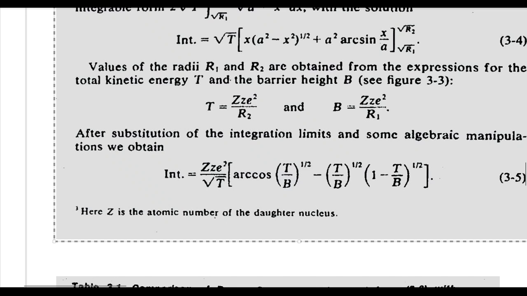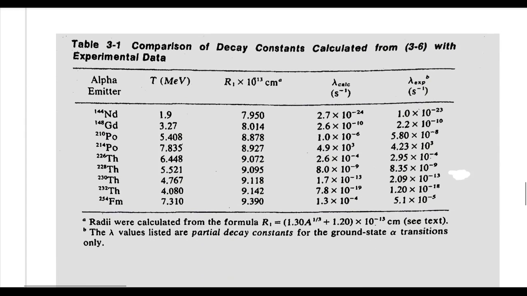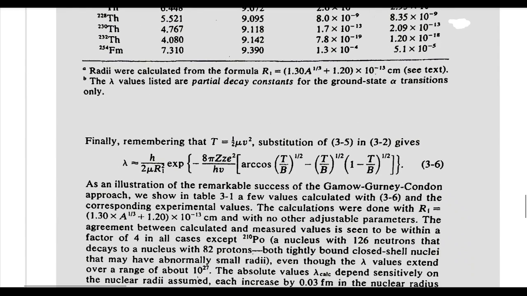After substitution of integration limits and some algebraic manipulations, we obtain this equation 3.5, where Z is the atomic number of the daughter nucleus. Finally, remembering that T equal to 1 upon 2 mu v square, substitution of 3.5 in 3.2, अगर हम यहाँ रखें तो ये इक्वेशन हमें मिलती है.